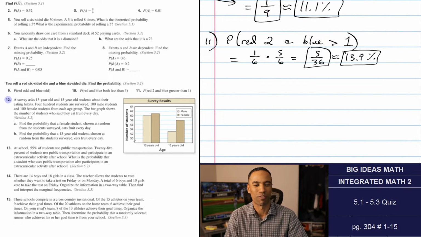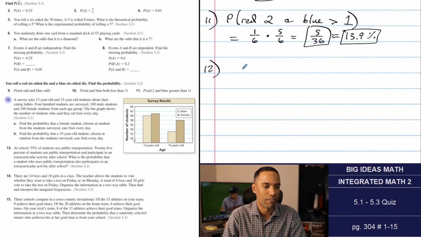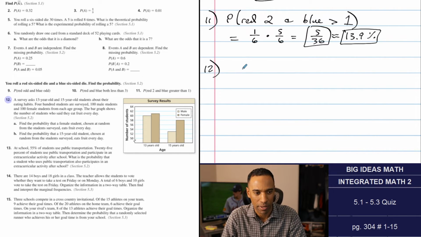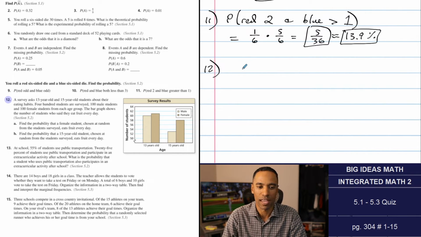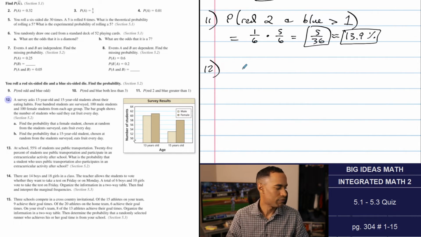Numbers 12, 13, 14, 15. Here we go. Number 12. In number 12, it says, a survey asks 13-year-old and 15-year-old students about their eating habits. 400 students are surveyed, 100 male students and 100 female students from each age group. Okay, yeah, that's 400. I got it. The bar graph shows the number of students who said they eat fruit every day.